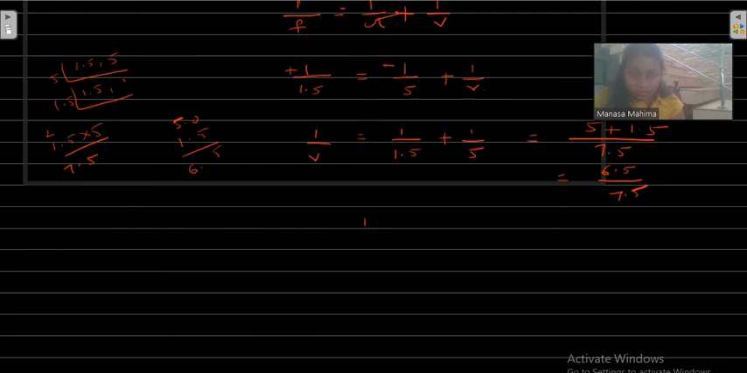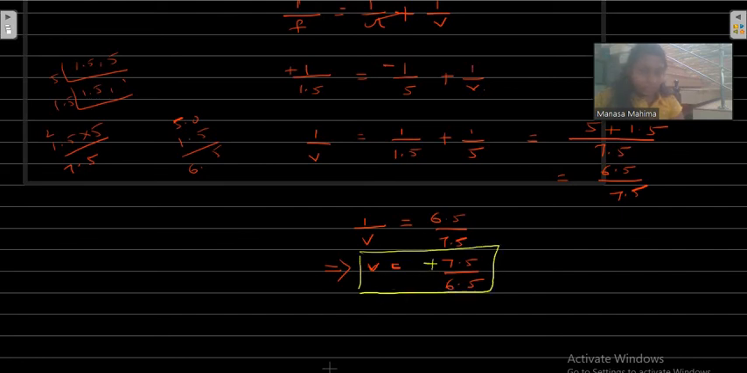Since 1 by V is equal to 6.5 by 7.5, and we want the value in terms of V, how we can do? You have to take the reciprocal. So it will be 7.5 by 6.5. Okay. So this is the value of V with a positive sign. You are getting with a positive sign. So if you are getting a positive sign, what does that mean? The image is formed behind the mirror, correct?